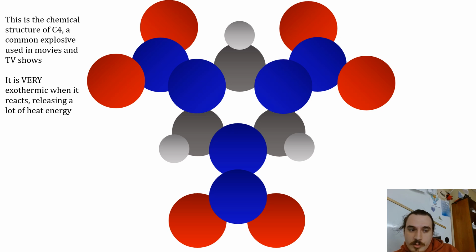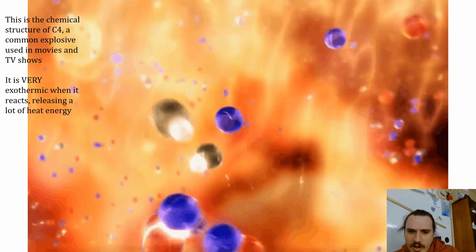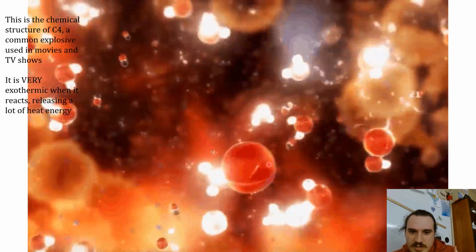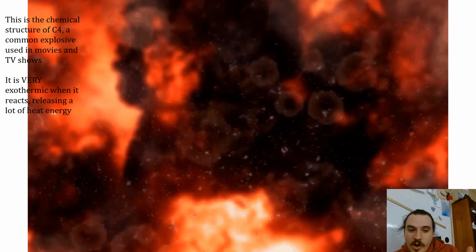If we wanted to go through another example, here is the structure of C4. Right? It's a common explosive used in movies and TV shows for huge special effects, and it is extremely exothermic when it reacts. So we take this molecule, and we imagine it breaking down. All right, so something happens that breaks it apart, some energy is put in. These molecules reform and energy is released. And that heat energy is what causes this massive explosion that you see.